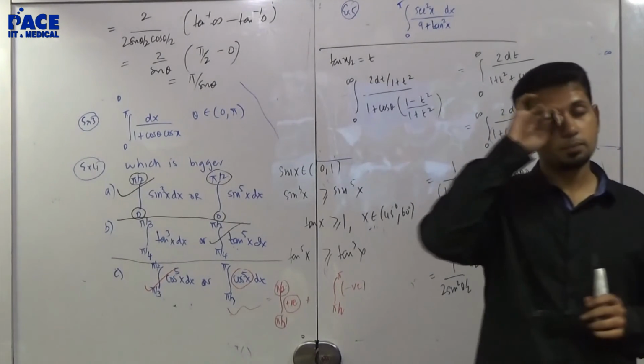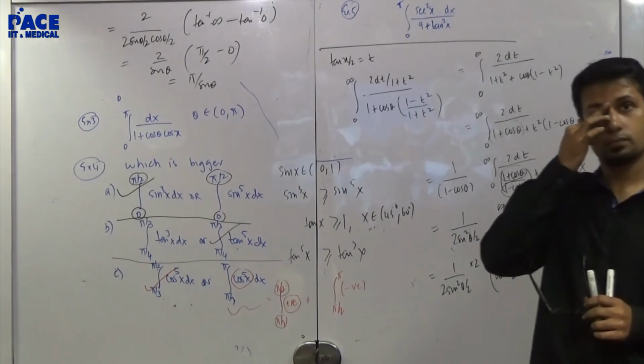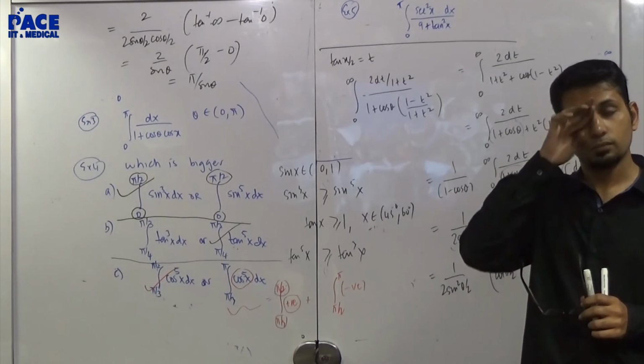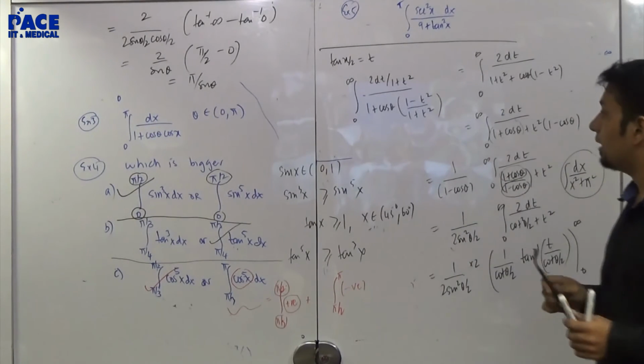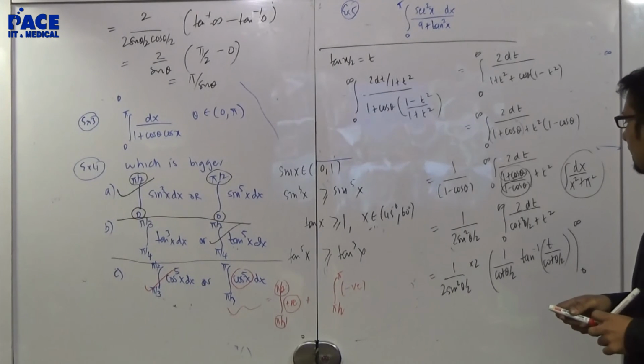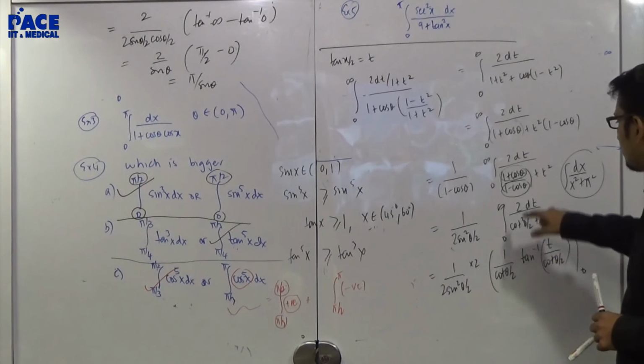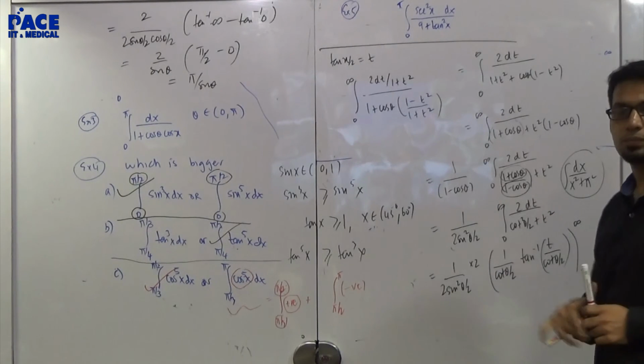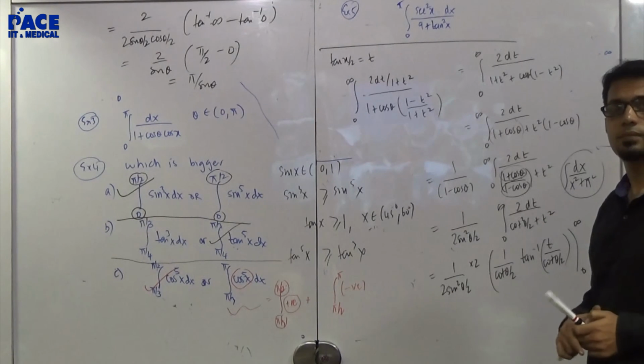Sir, in the third question, why did you mention the range of theta as 0 to pi? Okay, see, that was just so that theta by 2 comes in the first quadrant.